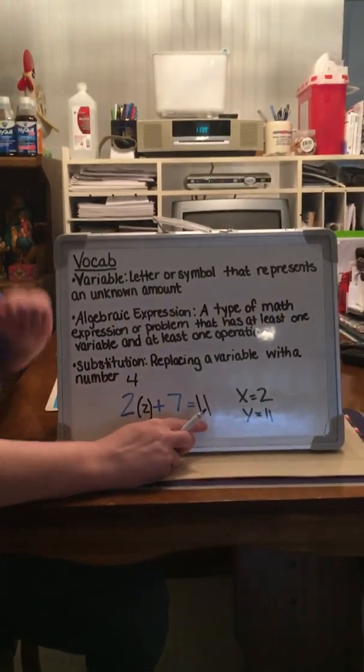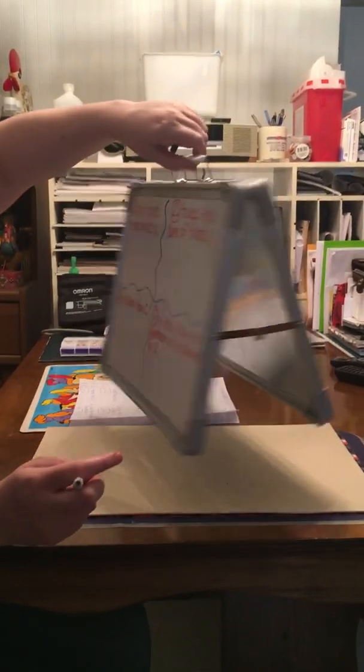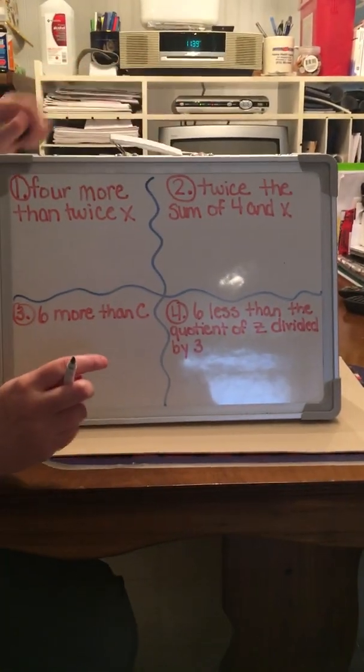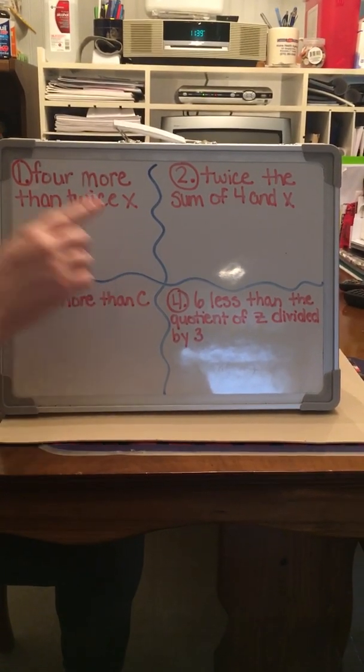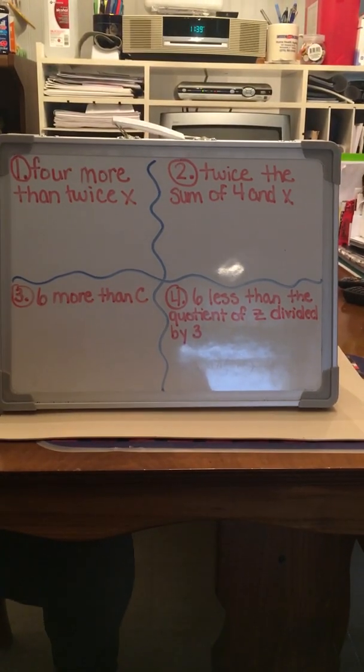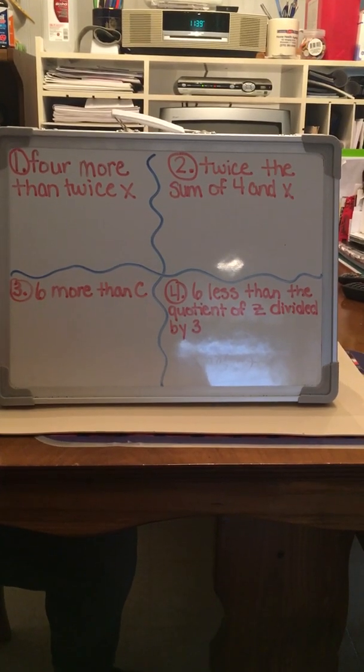Okay, I'm going to flip this to the back, and we're going to write some algebraic expressions. Now, you'll have to stick with me on these because they can be a little tricky. So let's look at these. Here's the first one we're going to write. It says 4 more than twice X. Okay, so let's take this kind of step by step.